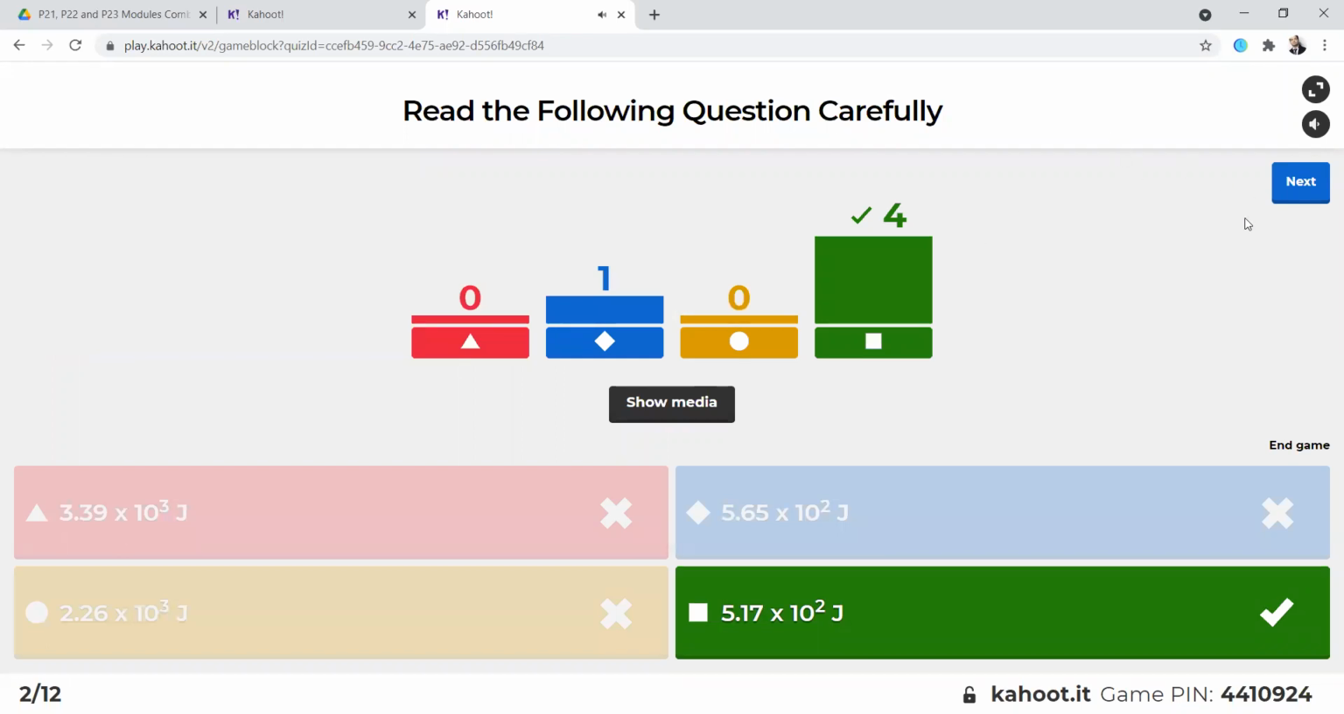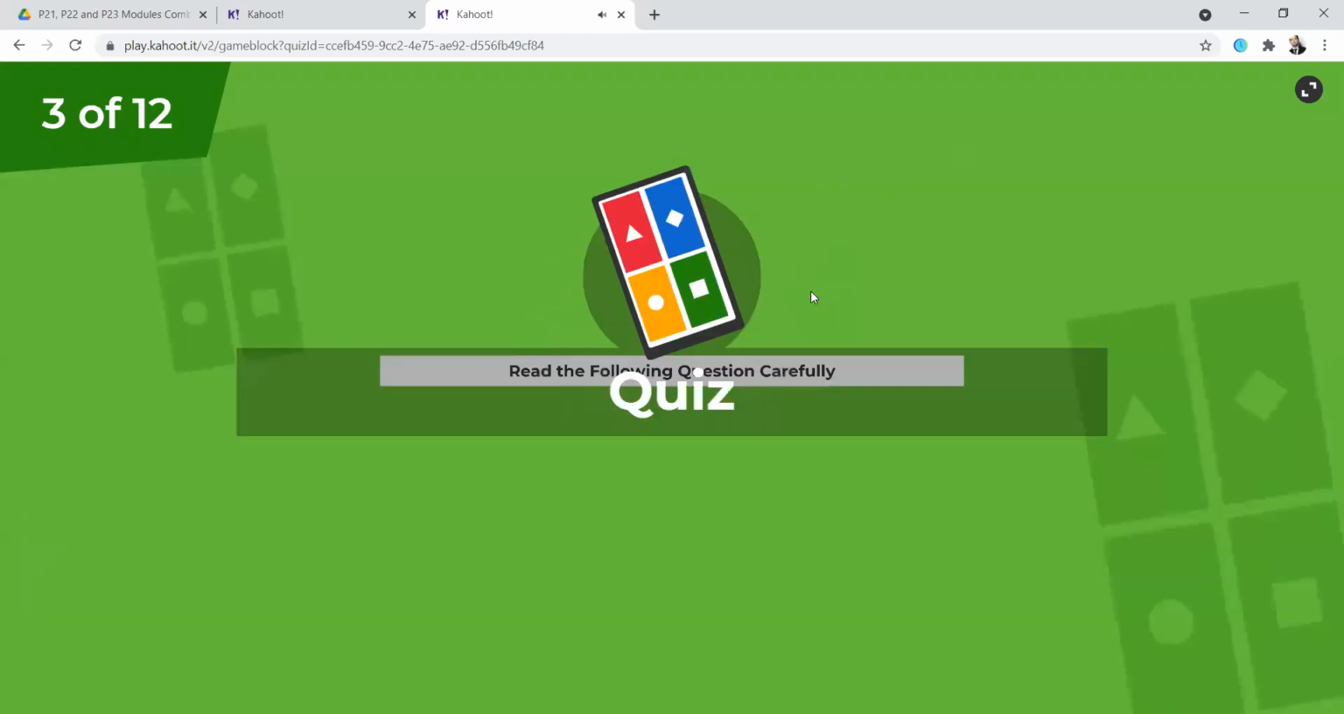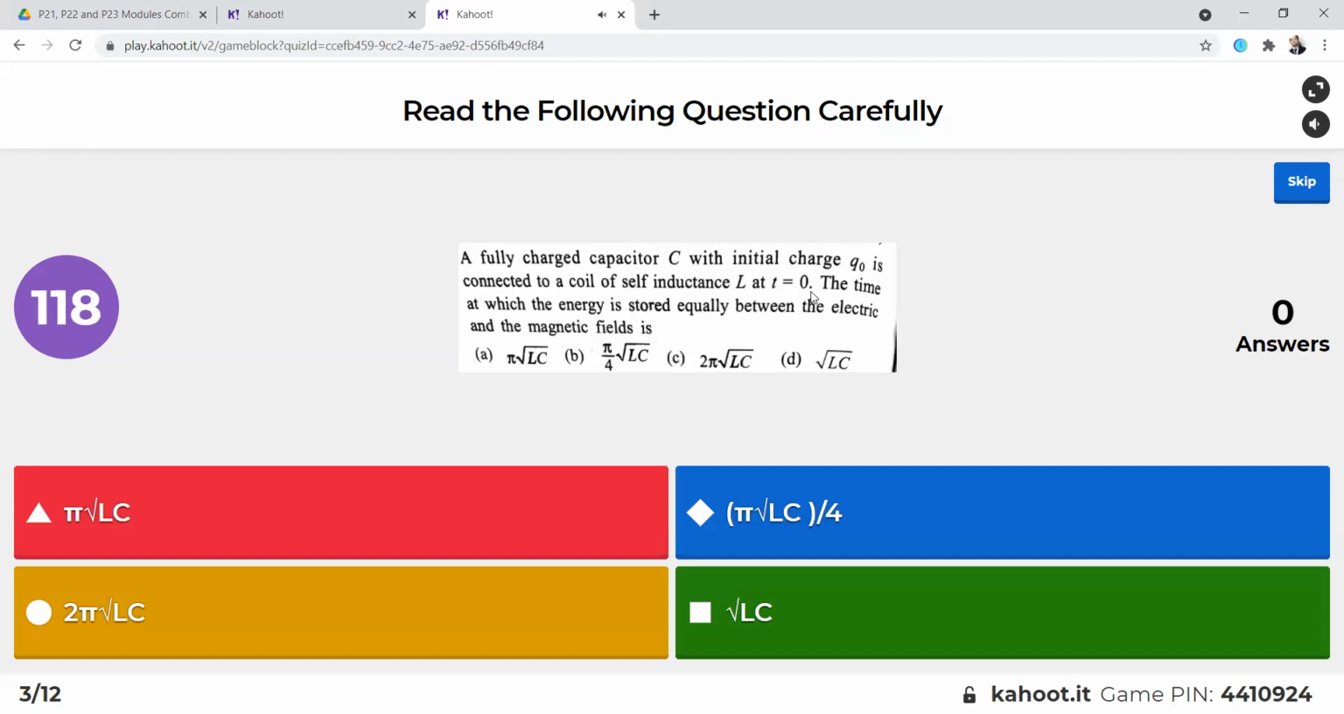All right, no need to discuss this also. Most of them got it right. We have to find the time at which energy is stored equally between the electric and the magnetic field.